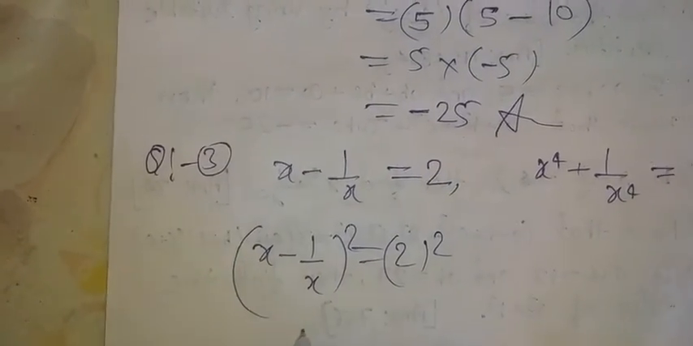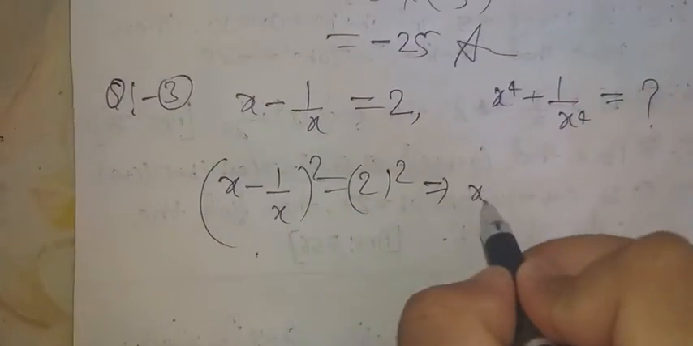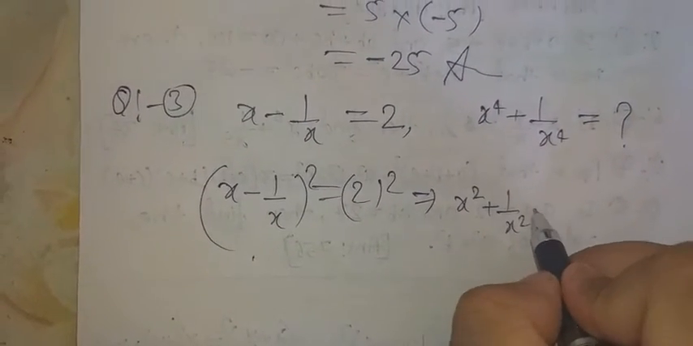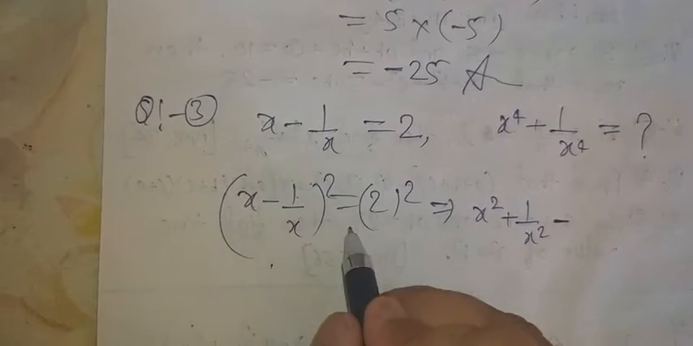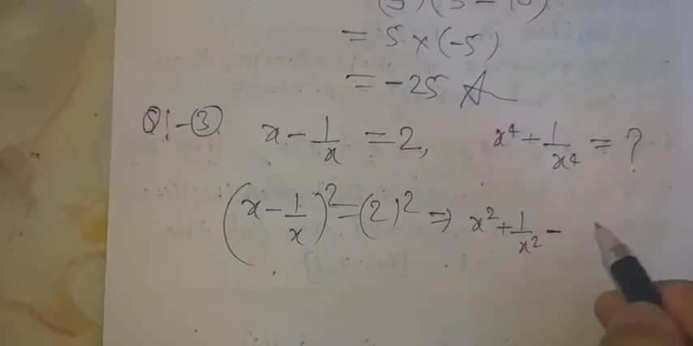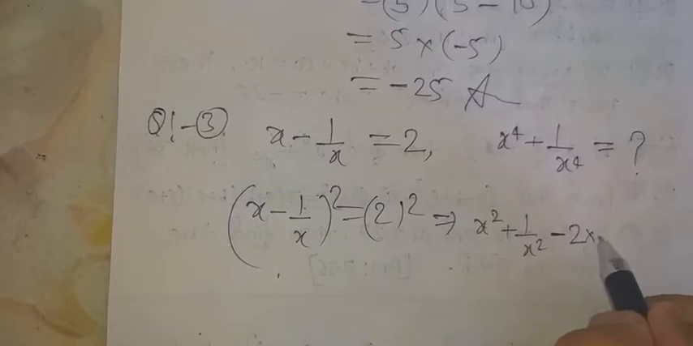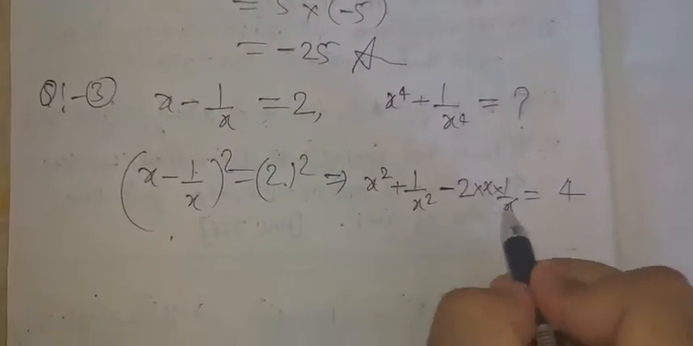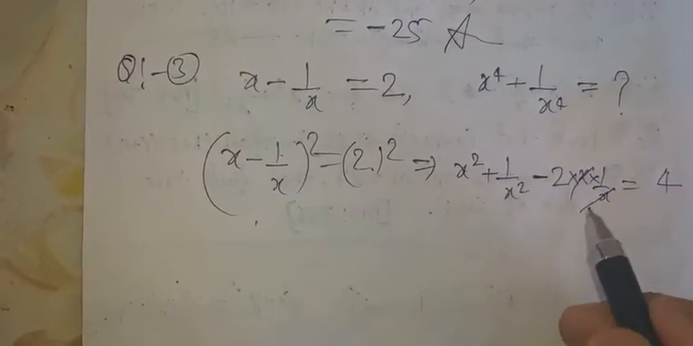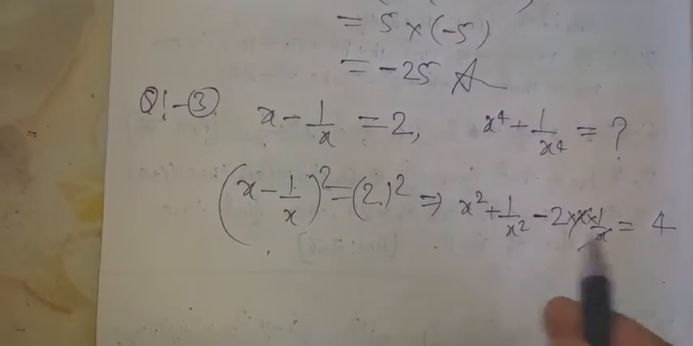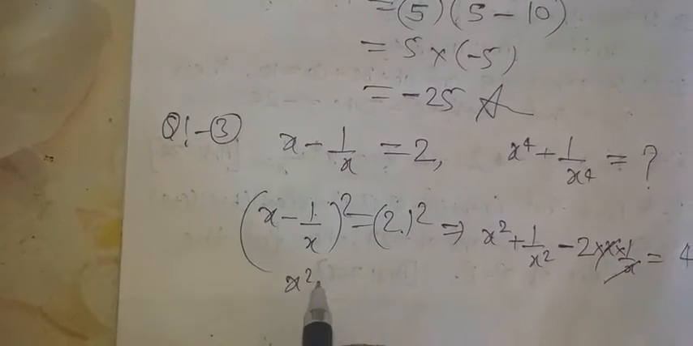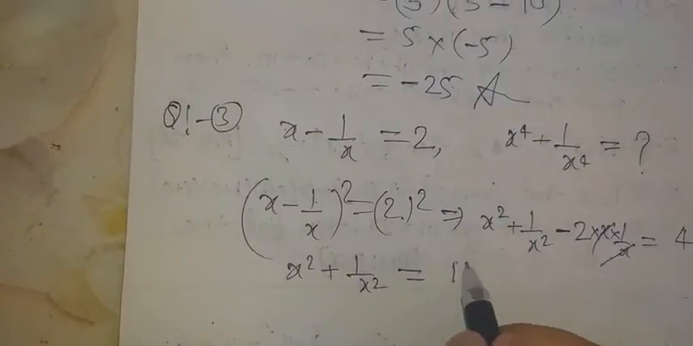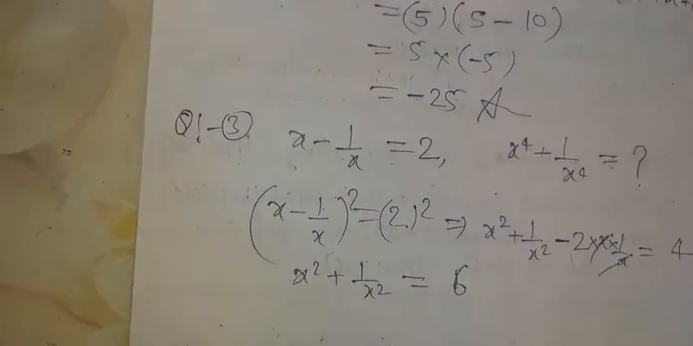So this becomes x square plus 1 upon x square minus 2ab, since (a minus b) whole square is a square plus b square minus 2ab. So minus 2 into x into 1 by x is equal to 2 square, equal to 4. The x cancels. So in this way you can get the value of x square plus 1 upon x square equal to what? 6. The 2 goes to the other side, it becomes 6.